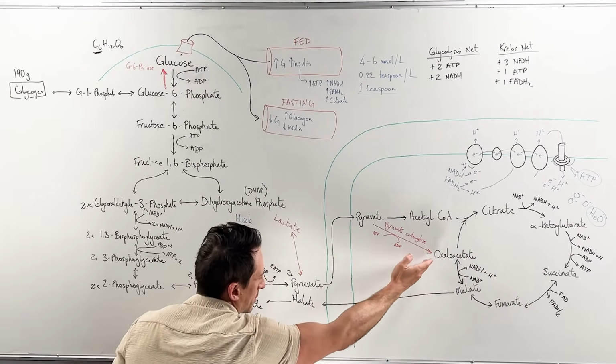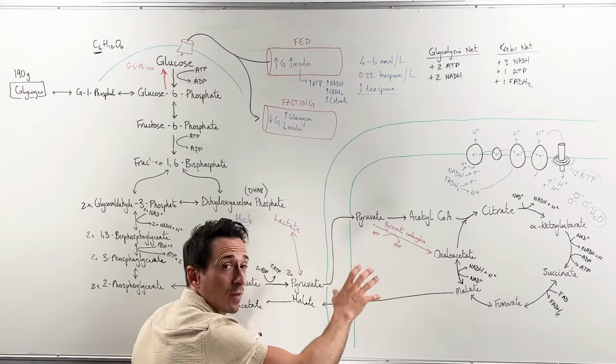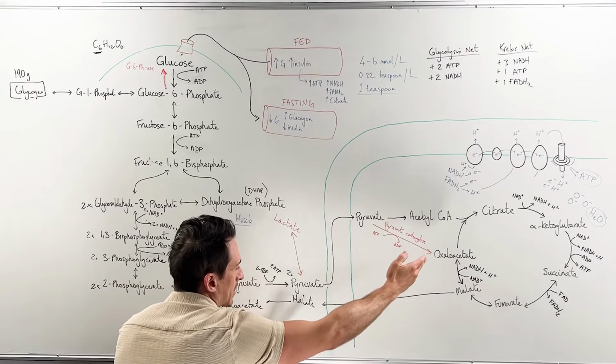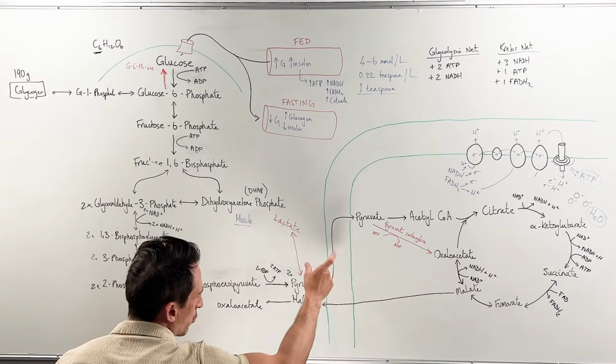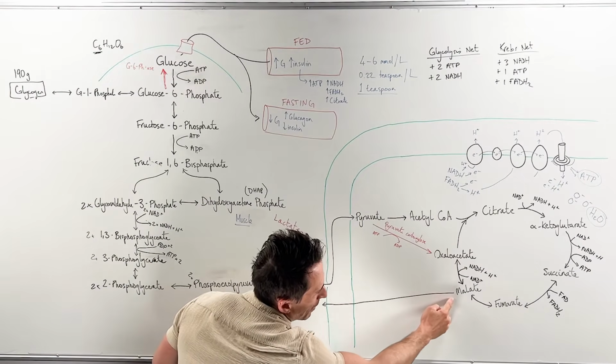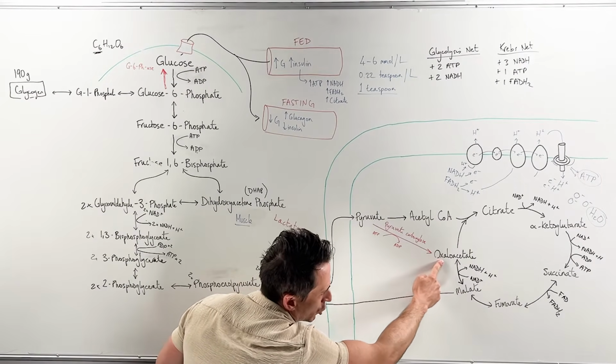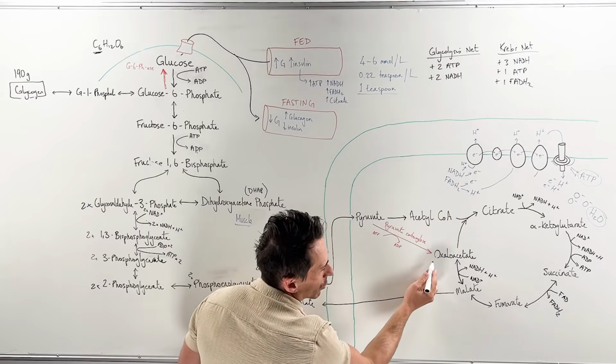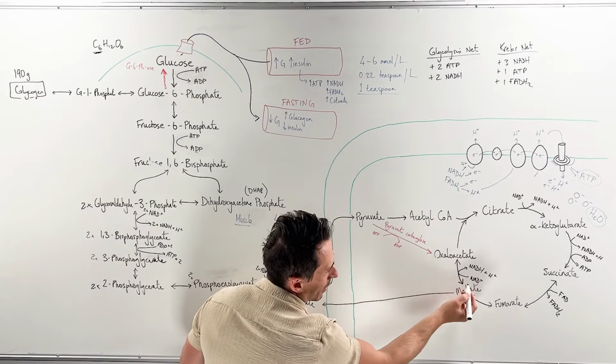Why doesn't oxaloacetate just leave? It can't. Because of its structure, oxaloacetate cannot leave and pass through the membranes of the mitochondria. But remember here I said when malate goes to oxaloacetate, it produces NADH. But when oxaloacetate goes to malate, it goes backwards.